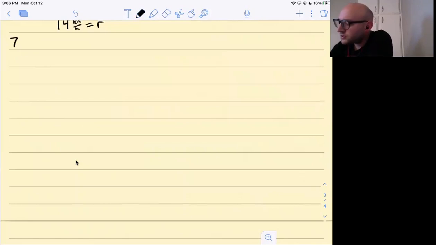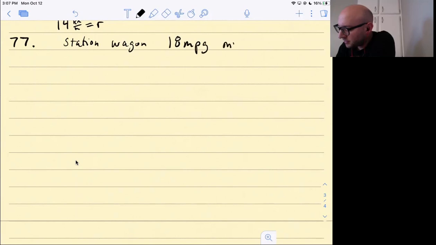And what was the other one somebody had there? Ah, okay, maybe we'll do 35 later also. So this is 77. Grady station wagon. So the station wagon gets 18 miles per gallon. 18 miles per gallon. And mileage is a little bit weird, right? It tells you how far a gallon of gas will take you.